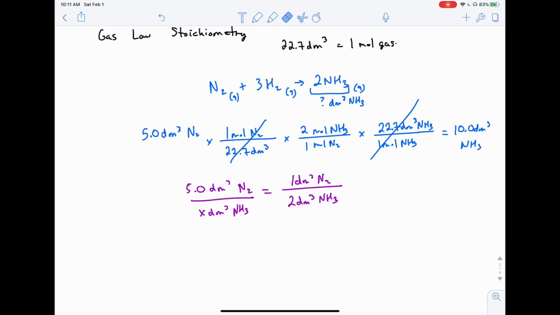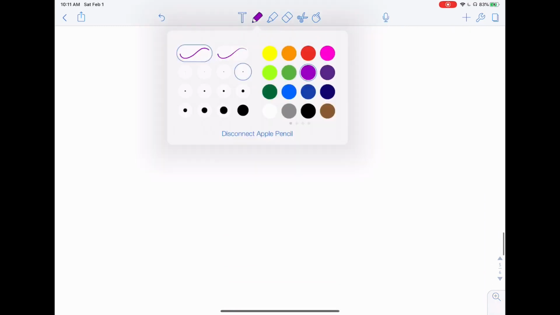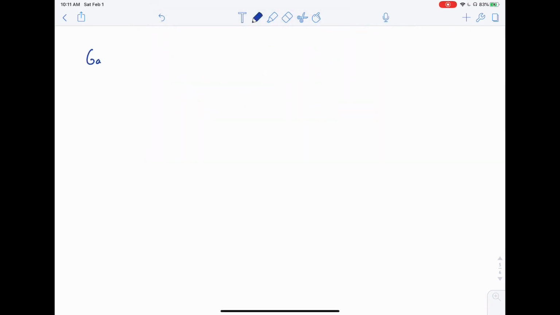Questions about this? Okay. Let's go into gas laws. Okay. Now, gas laws. With gas laws, you want to understand the relationship between pressure, volume, and temperature of a system.